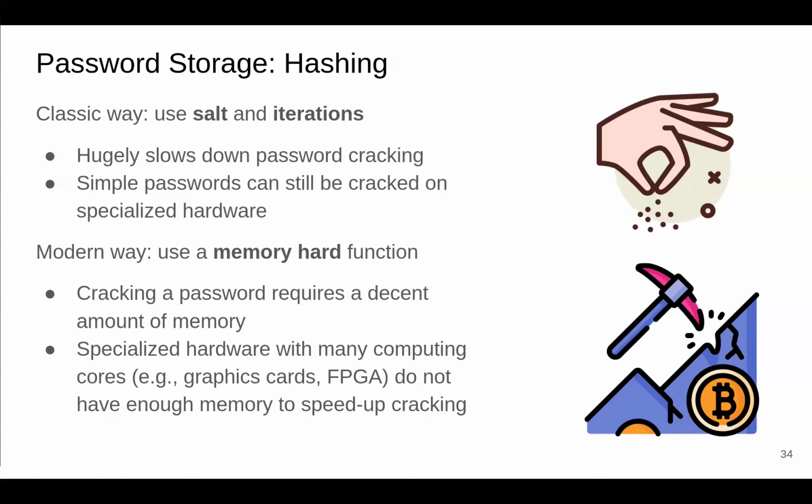And then as part of your account, you store username, hashed password, and the salt, right? The 3 different values. Every time the user enters their password, you take the salt, you append the password that the user entered, you hash it, and then you compare the hash. It's a very simple operation. Now this helps. Another approach would be to use a memory hard function. Cracking a password requires some memory. Specialized hardware with many computing cores, such as graphic cards and FPGAs, does not have enough memory to speed up cracking. So 2 approaches to better passwords: salt and iterations, or memory hard functions.